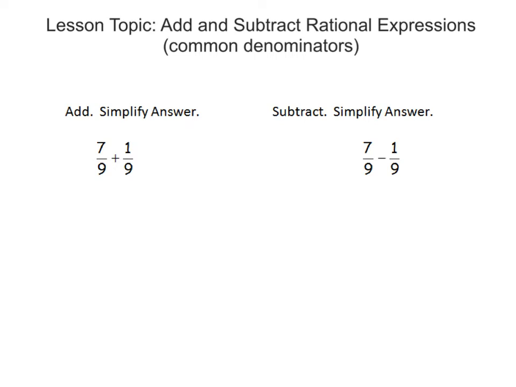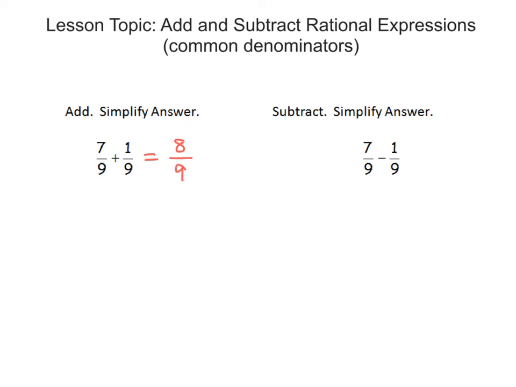All right, so first of all, let's just remember that adding and subtracting rational expressions is similar to the idea of adding or subtracting fractions. If you remember that when we add fractions, they need to have a common denominator. And if two fractions have a common denominator, all you need to do is add the numerators. So 7 plus 1 is 8. And then we leave the denominator 9.